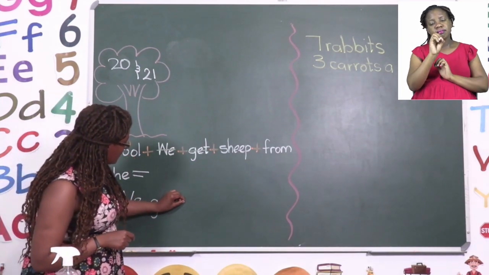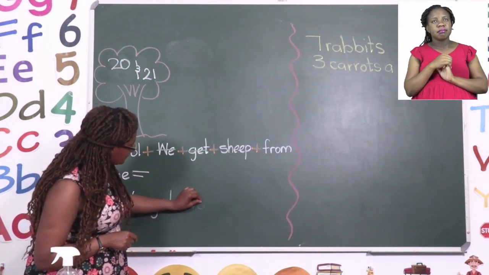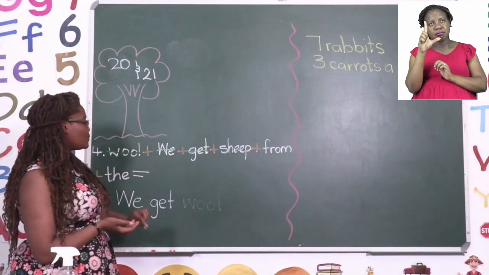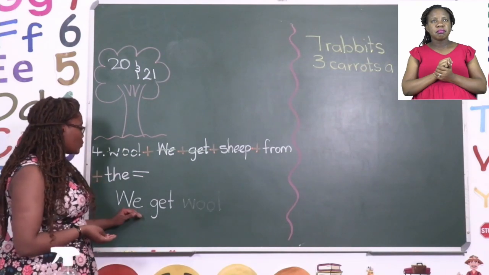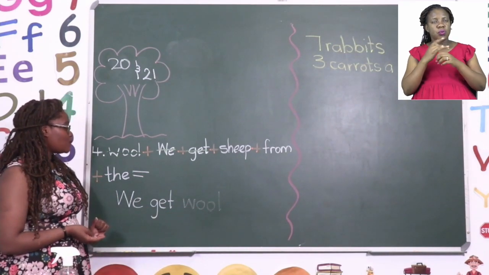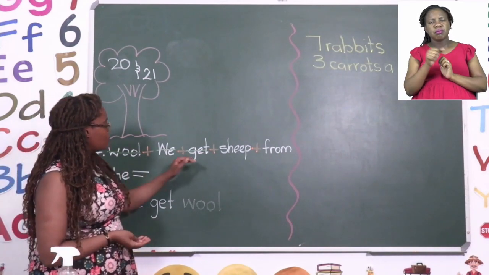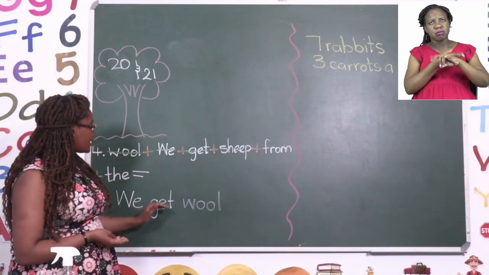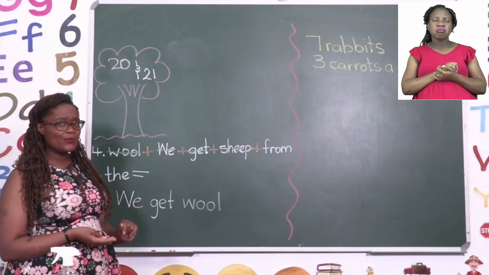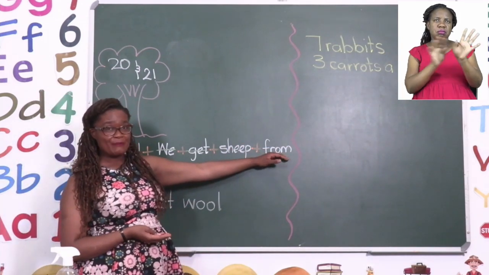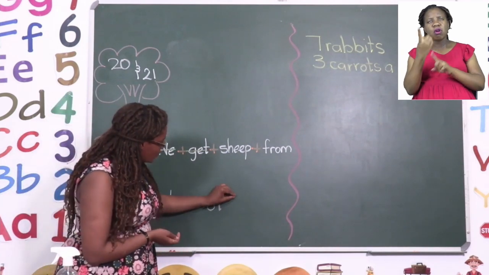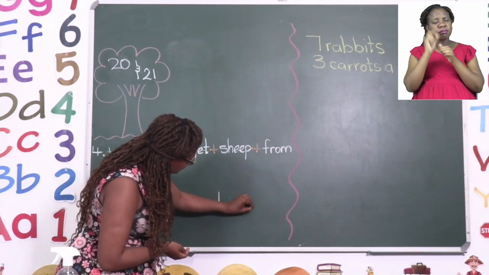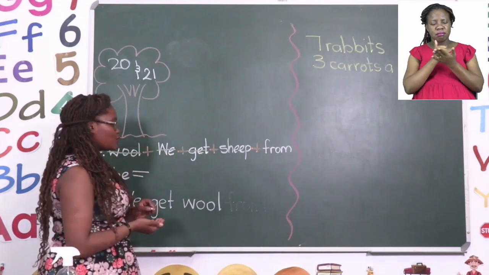We're going to say we get wool. Then don't forget to cross out the word after using it. Now we have we get wool. The next words that are left are the, sheep, and from. Let's try and say we get wool. I think the word is from. So go ahead and write the word from. Remember, boys and girls, to keep your handwriting nice and neat. Don't rush and make sure that you're doing the right thing.